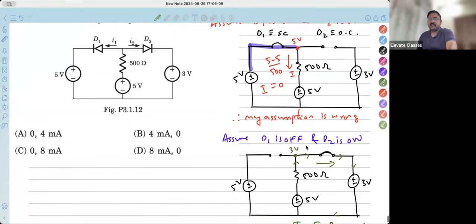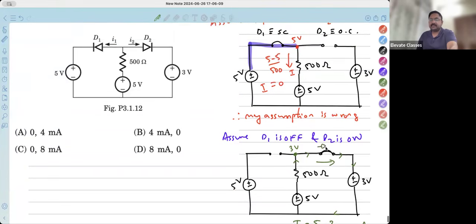Where was the diode originally? Originally the diode was like this. So is the current flowing from P to N? Yes. If the current is flowing from P to N, my assumption is right. Where P was and where N was, current is going from P to N, so my assumption is right. Is that clear?